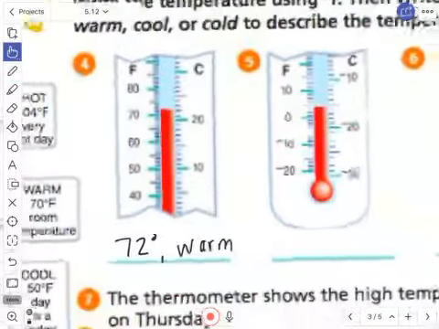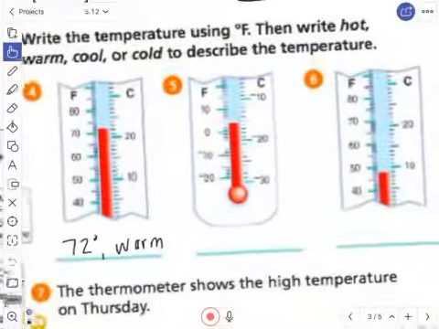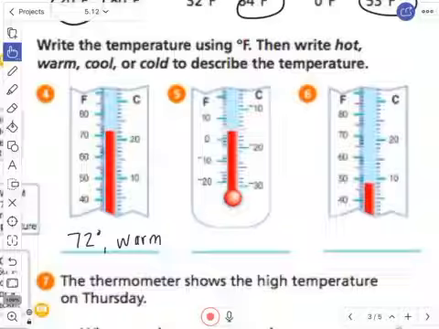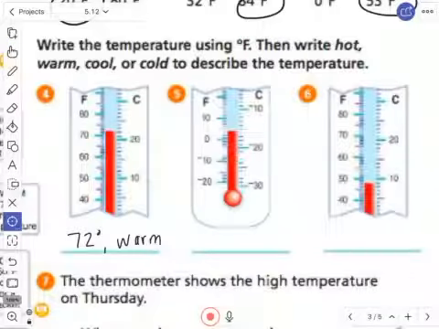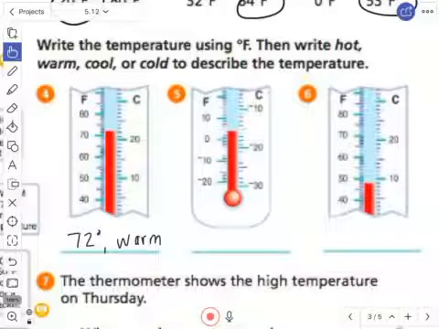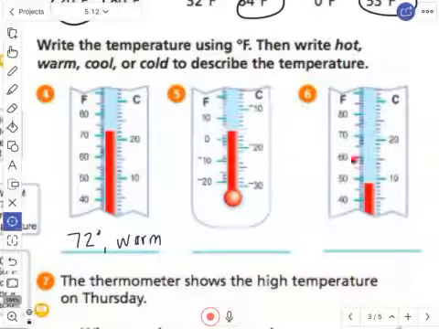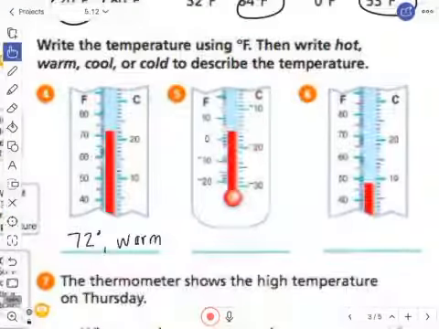Okay, so that's what we're going to do. This next one, I'm not going to give it away so fast. I want you to do your own thinking. Let's see here. And you know what? I'm going to throw you a curveball. I'm going to pause here and let you finish number 5 and number 6 by yourselves. Write the temperature using degrees Fahrenheit. Then write hot, warm, cool, or cold to describe the temperatures. You're going to do that for number 5 and number 6. Make sure you're using the Fahrenheit side.